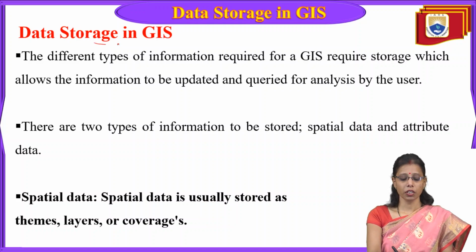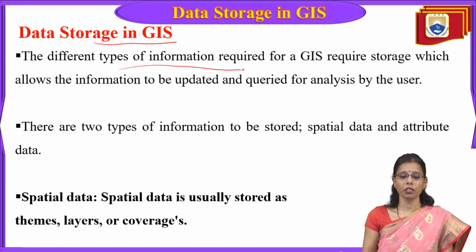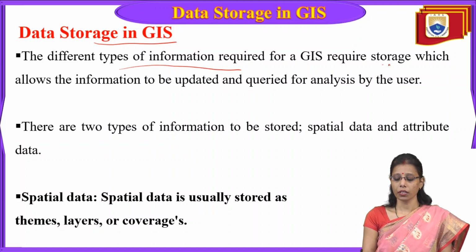So the different types of information required for GIS require storage, which allows the information to be updated, queried or further analyzed by the users. We have two types of information here, that is spatial and non-spatial. Spatial information is about the surroundings, whatever we see around us. All the geographical information that we see around us comes under the spatial.